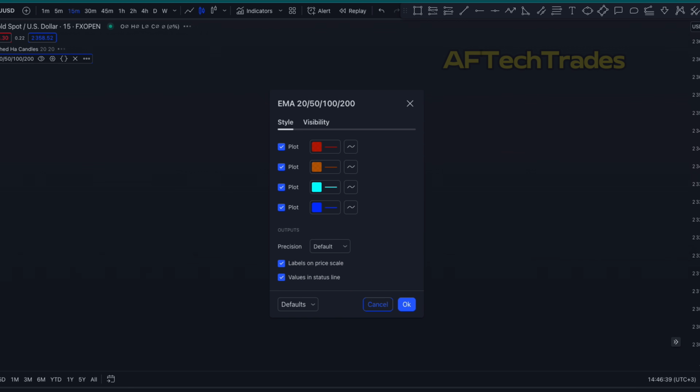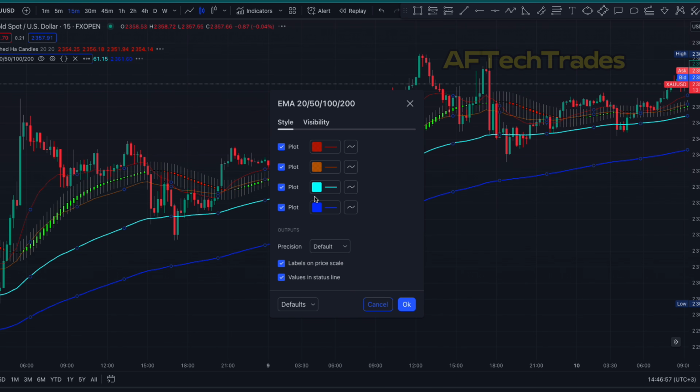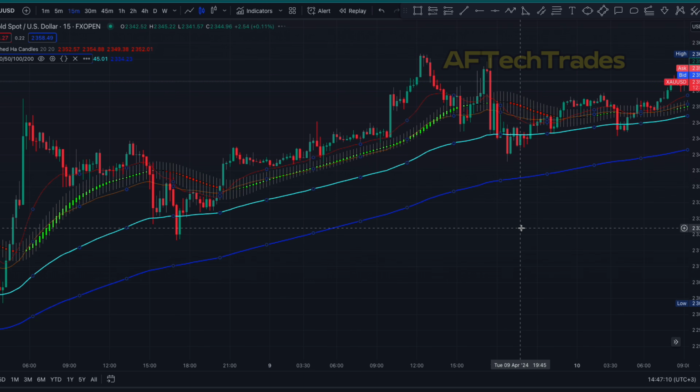Okay, so after increasing the thickness, you can actually change any of these colors to whatever you feel like, but I'll just leave this one as default because our major focus will be this last third plot and fourth plot in this strategy. So you click on OK after you have done that.